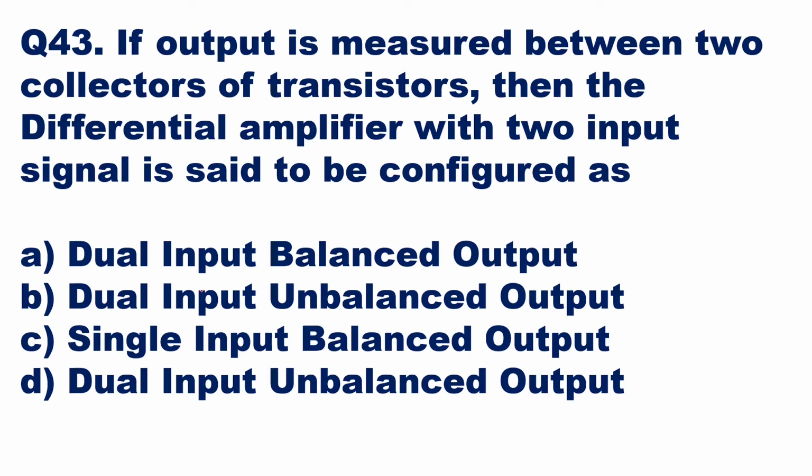So it is dual input. Okay. So the output is measured between two collectors of the transistor. So if you remember this circuit where you have a transistor where the collectors of the transistors are coupled and emitters also are coupled. So this is the emitter of the transistors. This is joined and the collector of the transistors also are joined.